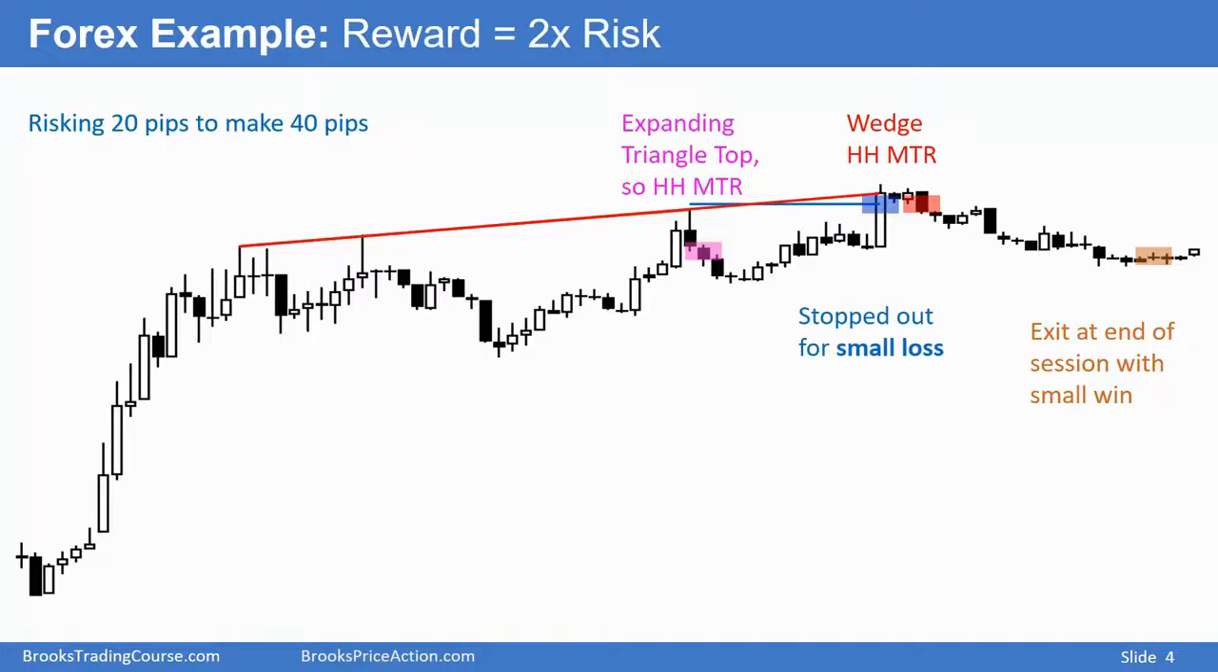Let me talk about a Forex trade where you're looking for a major trend reversal. You want a swing trade. A minimum swing trade in the Forex market is probably 40 pips, and let's say you have to risk 20 pips to take the trade.